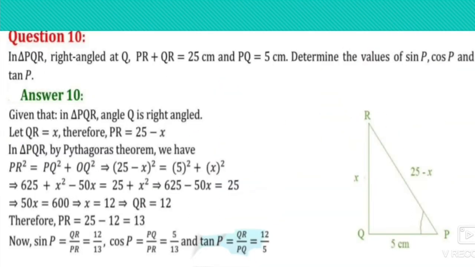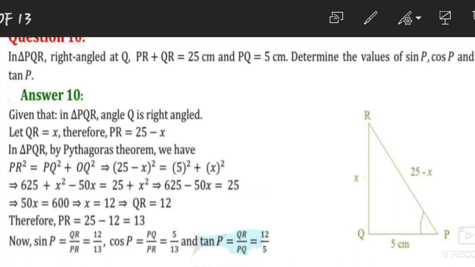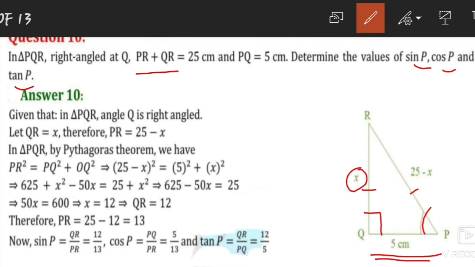Now question 10. Here in triangle PQR, right angle at the point Q, PR plus QR is equal to 25, and PQ length is given as 5 cm. You have to find sin P, cos P and tan P. You have taken P as the acute angle, and the length of only one side is given. That means you have to find the lengths of the other two sides. So I am considering QR as x.